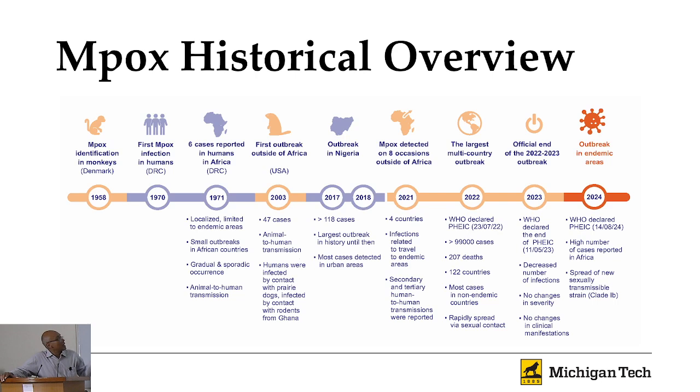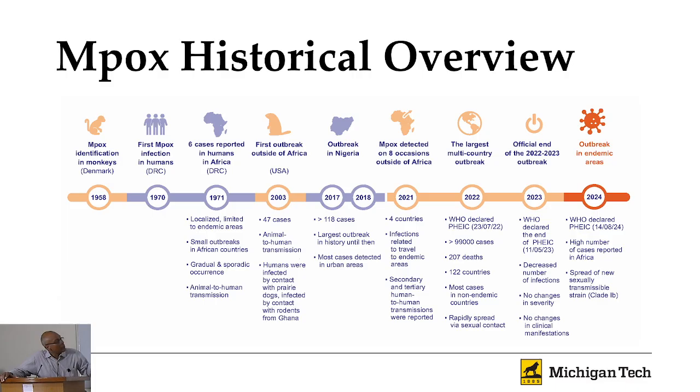Then the first outbreak happened in the Democratic Republic of Congo in Africa, in the 1970s. And then sometimes it's there, sometimes not. Some cases, like 6 cases, 71 localized, and then the USA's first outbreak in 2003. You can read those slides easily. I want to focus on 2022.